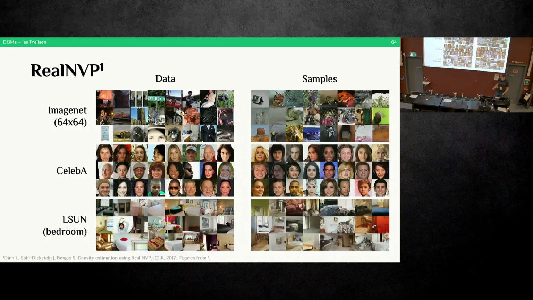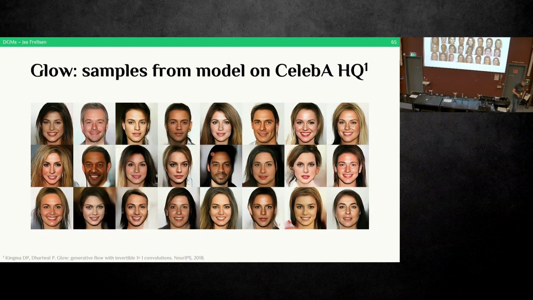There's an extension of real NVP, probably the most famous flow-based model. That's the GLOW model. They apply a bunch of extra tricks. It's still a fairly simple model building on the affine coupling layers. And this is what samples look like from the GLOW model on the CelebA dataset. But we don't really have time to go into details about how GLOW works.